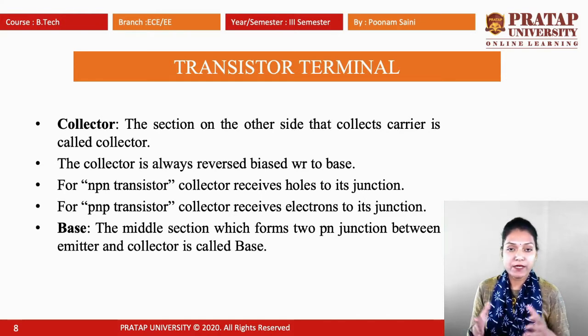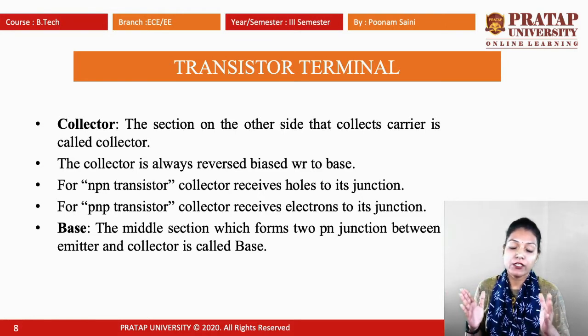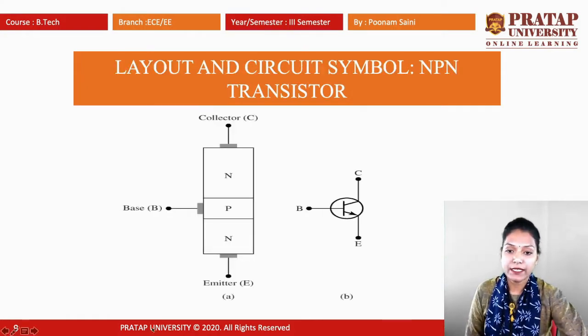So what is the base? The base is the middle section between the emitter and collector, in the two junctions of an NPN or PNP transistor. For PNP, N is the base, and for NPN, P is the base. This is the middle section between the emitter section and the collector section. So this is the layout, like you can see N, P, N. N and N are the emitter and collector, and P is the base.